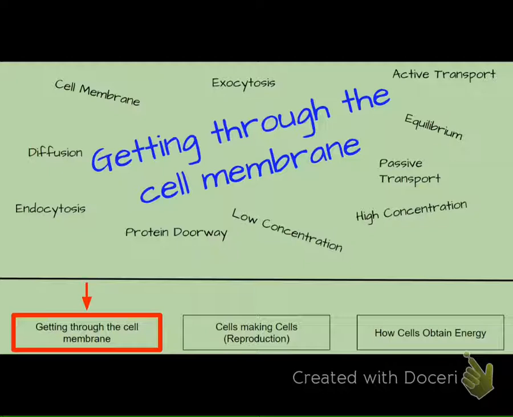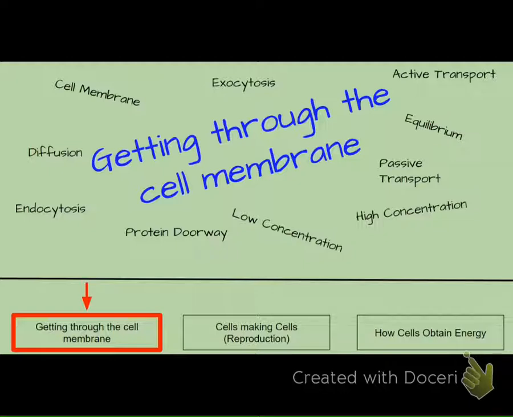So the first section that we're going to go through is going to be getting through the cell membrane. You can see at the bottom there's 3 sections. The one that's in red is today. Tomorrow we'll be talking about cell reproduction. The last day is how cells obtain energy. And these words scattered around from the top, cell membrane, exocytosis, endocytosis, all those words are words that we're going to talk about today.